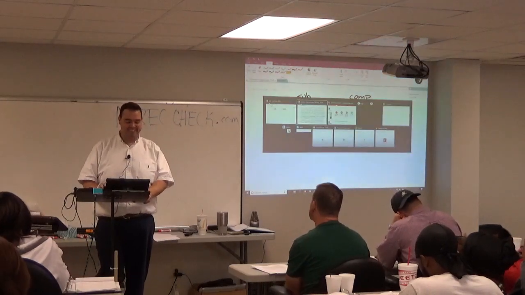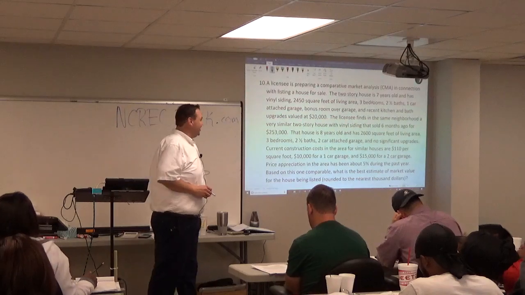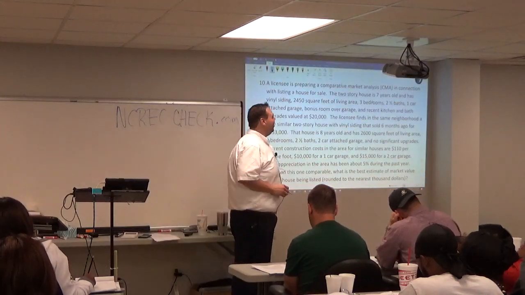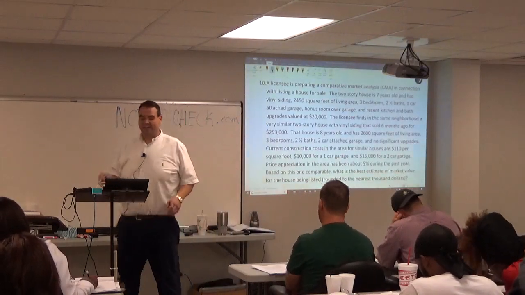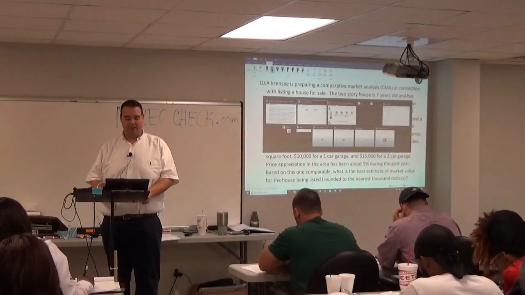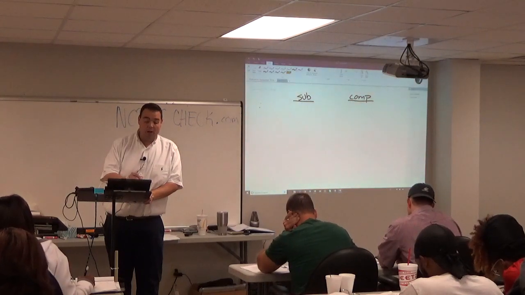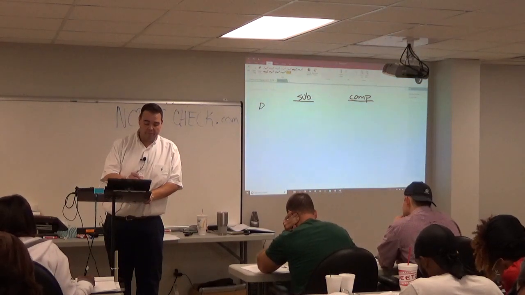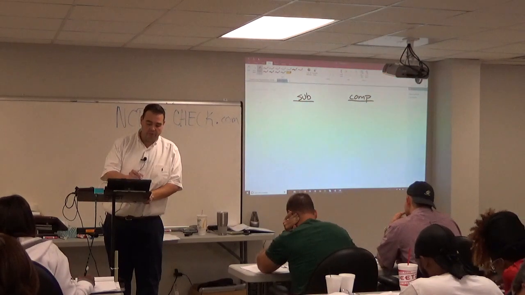A licensee is preparing a CMA in connection with listing a house for sale. The 2-story house is 7 years old and has vinyl siding. I'm just going to start listing everything I know about this, and then I can compare them side by side. So for my subject house, what do I always put as my first adjustment here? Appreciation or depreciation, right? Appreciation.